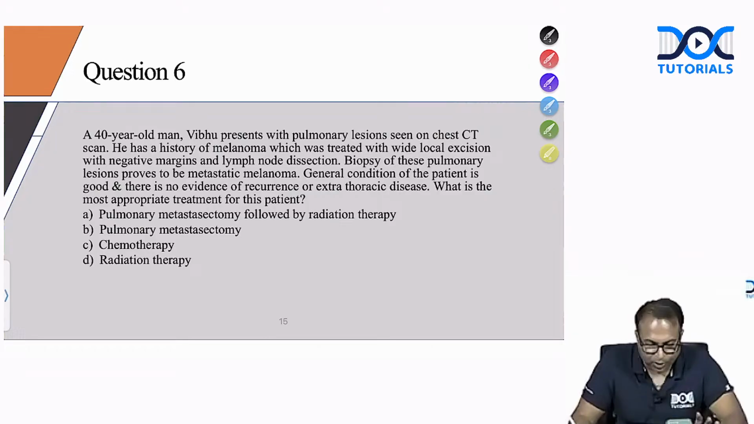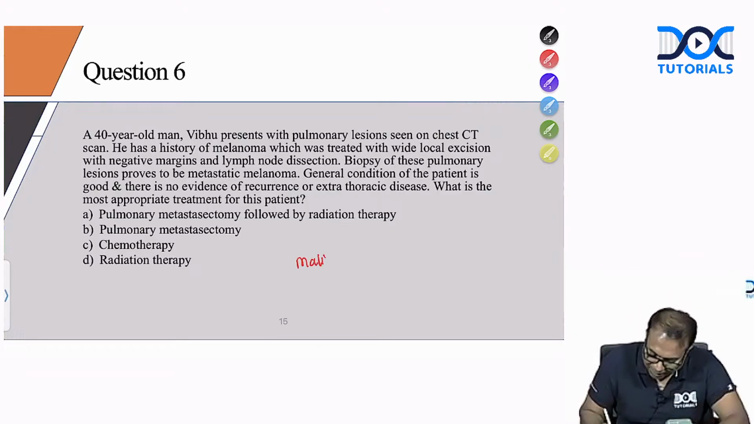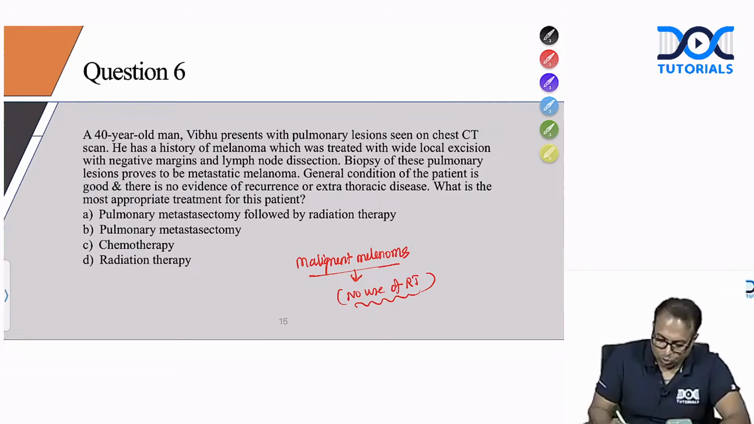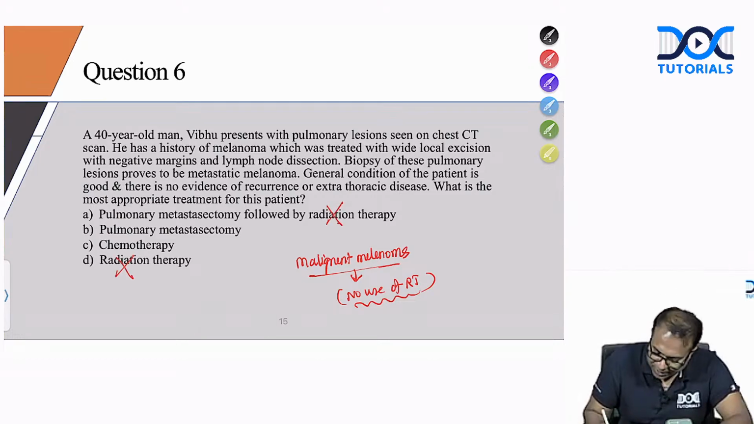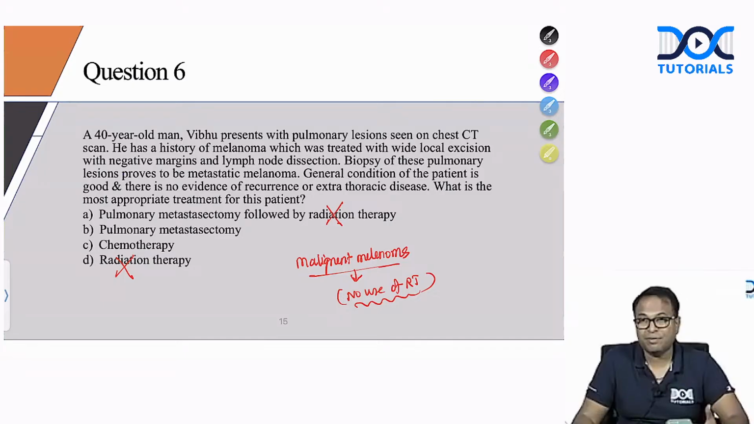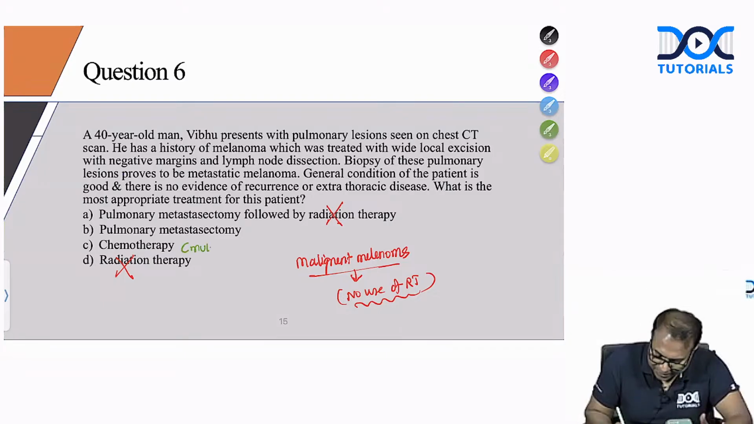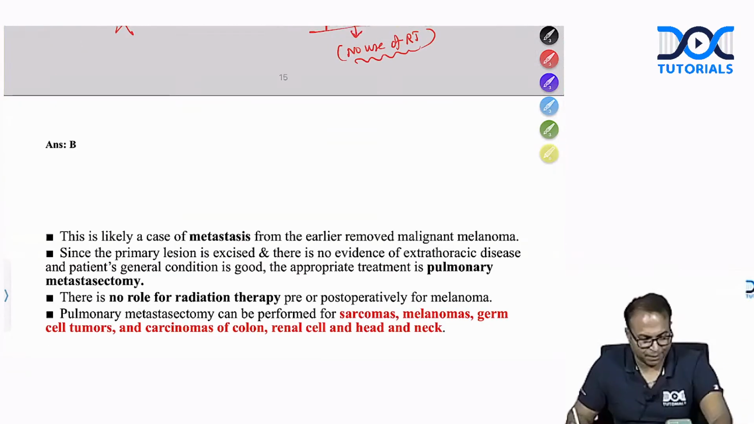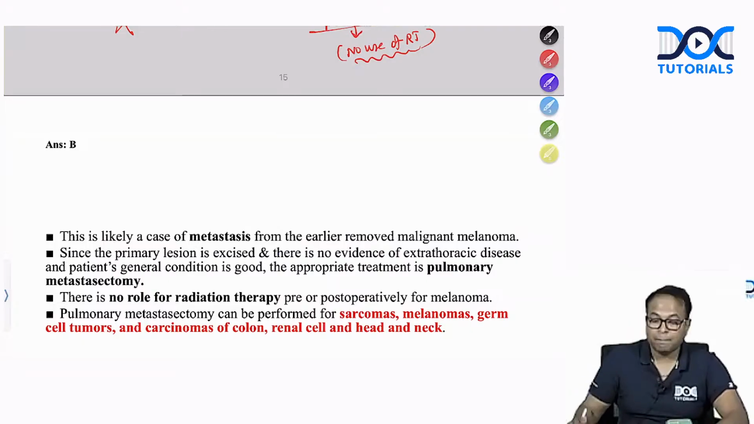See, one point I want you to remember for lifetime: malignant melanoma has no role of radiotherapy. Never forget this. Malignant melanoma, no use of radiotherapy. We don't use radiotherapy for melanoma. They don't respond. So strike out D and strike out DA. Chemotherapy can be given if it is having multiple mets. But the patient is having only pulmonary mets. So I'll go for a pulmonary metastectomy. Please remember, I'll only go for a pulmonary metastectomy.